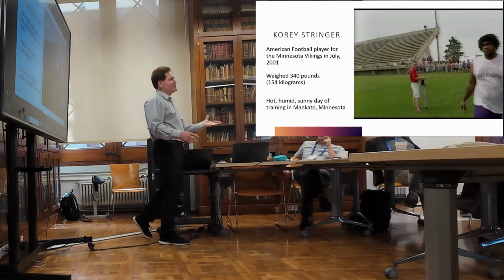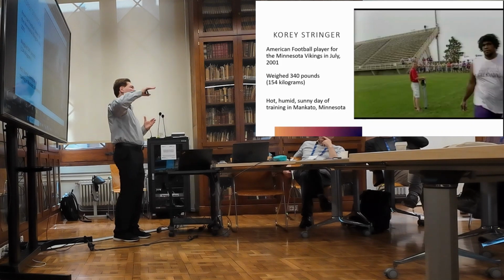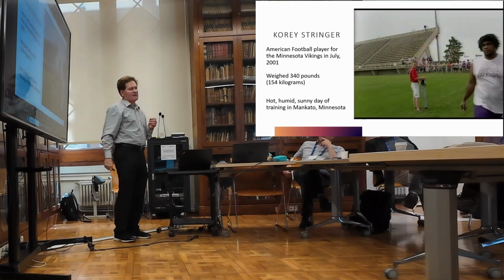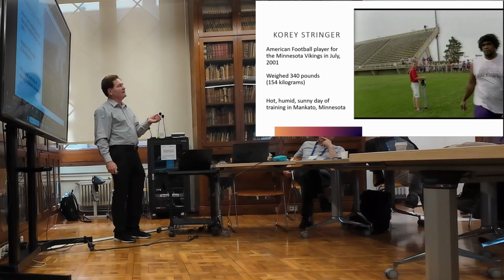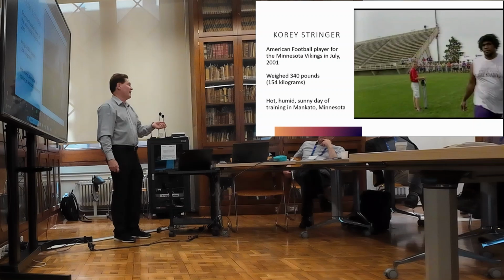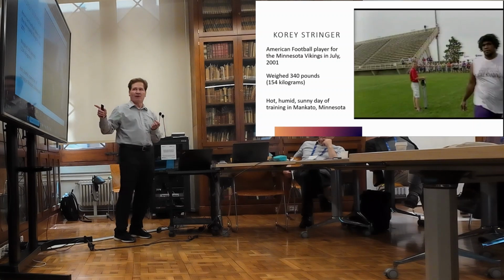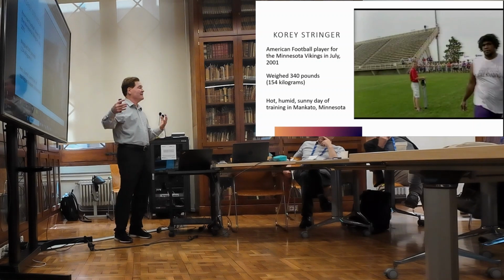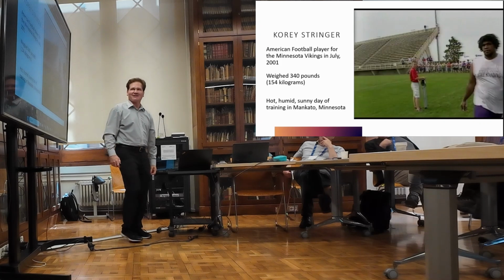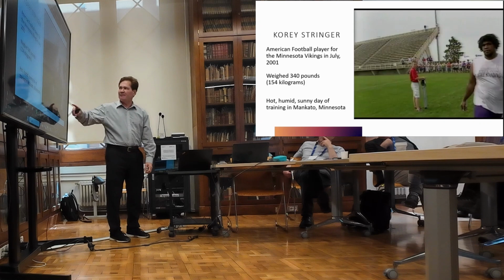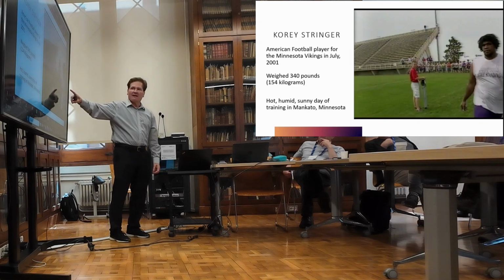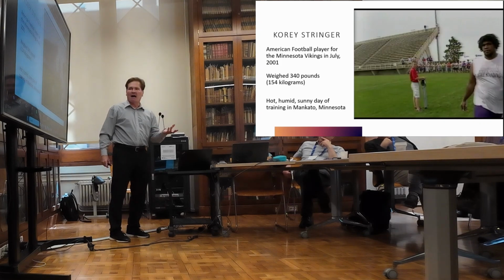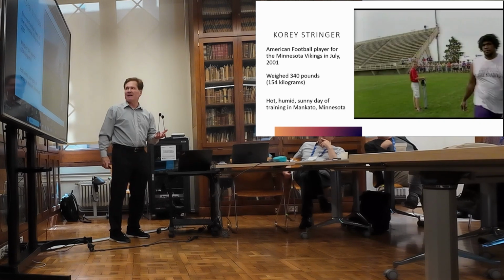And Scott also mentioned that the use of wet bulb globe temperature has ebbed and flowed over the years, but wet bulb globe temperature really gained traction, I would say, on this day, at this place. Our photographer was out at the practice of the Minnesota Vikings, my football team, in Mankato, Minnesota, in July of 2001. And this is a player named Corey Stringer. He weighed 340 pounds, which is 154 kilograms. And this is a hot, humid, sunny day training in Mankato, Minnesota.